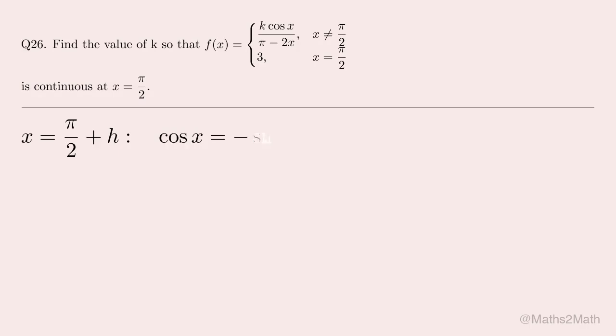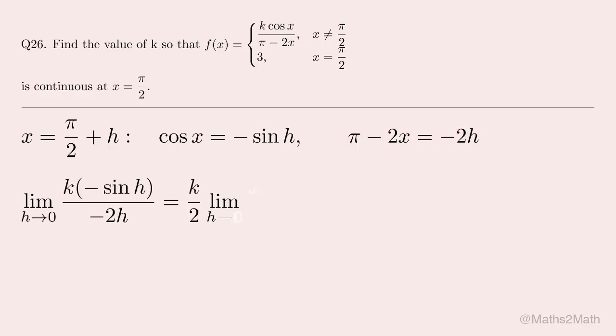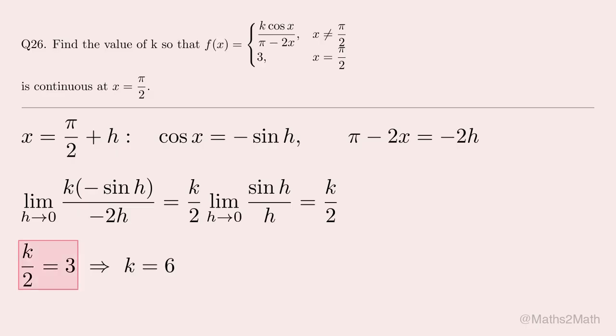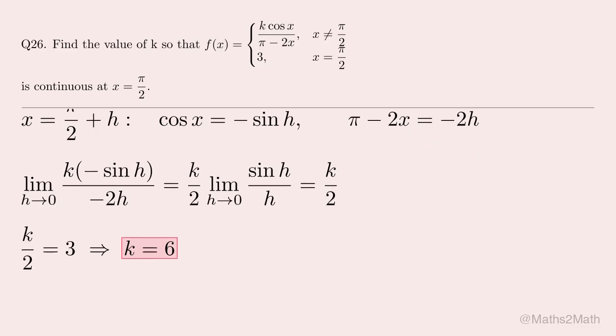Put x equal to pi over 2 plus h, with h tending to 0. Cosine becomes minus sine h, and the denominator becomes minus 2h. The quotient simplifies, and the standard limit sine h over h equals 1 gives k over 2. For continuity, this limit must equal the value 3, so k is 6.